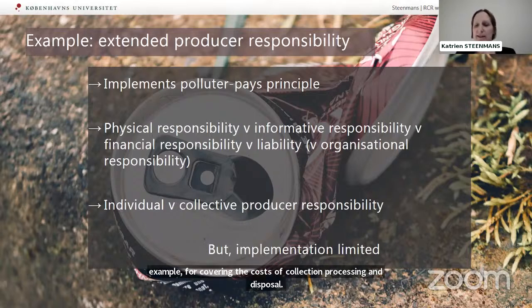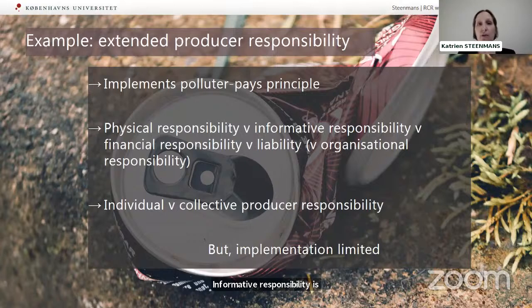Informative responsibility is where the producer is required to provide information on the product and its environmental effects throughout its various life cycle stages, such as the polluting effects of producing the product or the polluting effects of waste produced. Liability is where the responsibility for environmental damages caused by a product is borne by the producer. And again, this may occur at any life cycle stage.